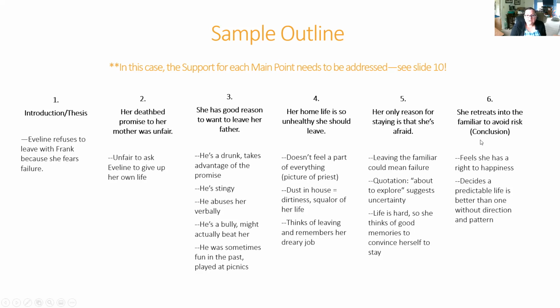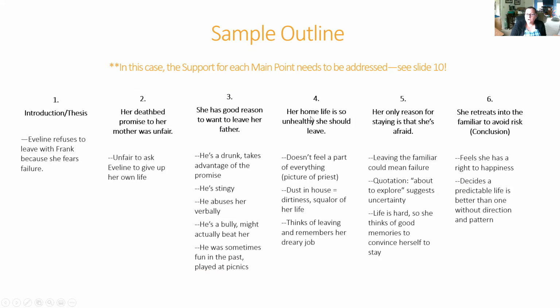You could maybe talk about it in the conclusion, because if we're talking about how she's retreating into the familiar, you could make a case that she's glossing over all of these negative traits about her father and focusing on some of these very small positives so that she can convince herself to stay in this familiar environment. Maybe. You'd probably be fine just to totally get rid of this supporting detail completely. No matter what you decide, though, it doesn't belong here in this main point.